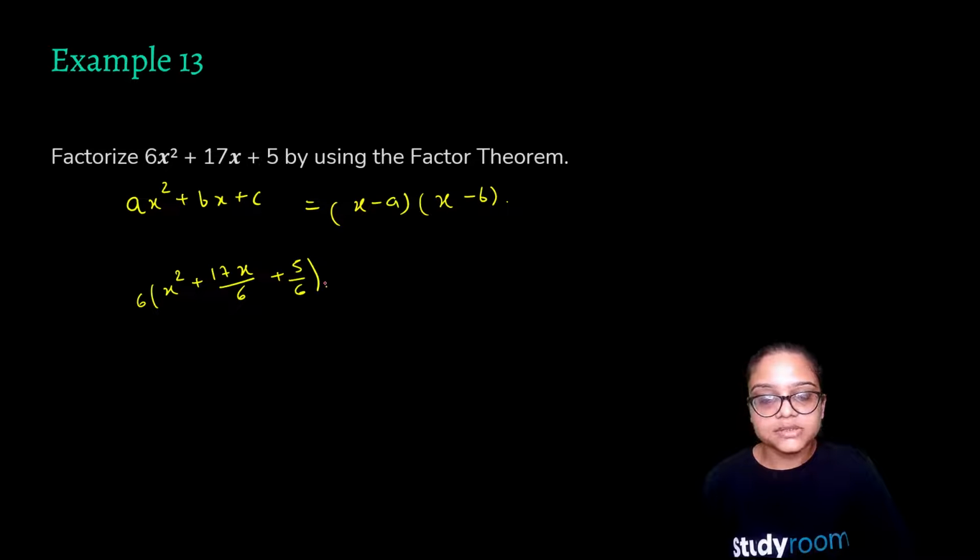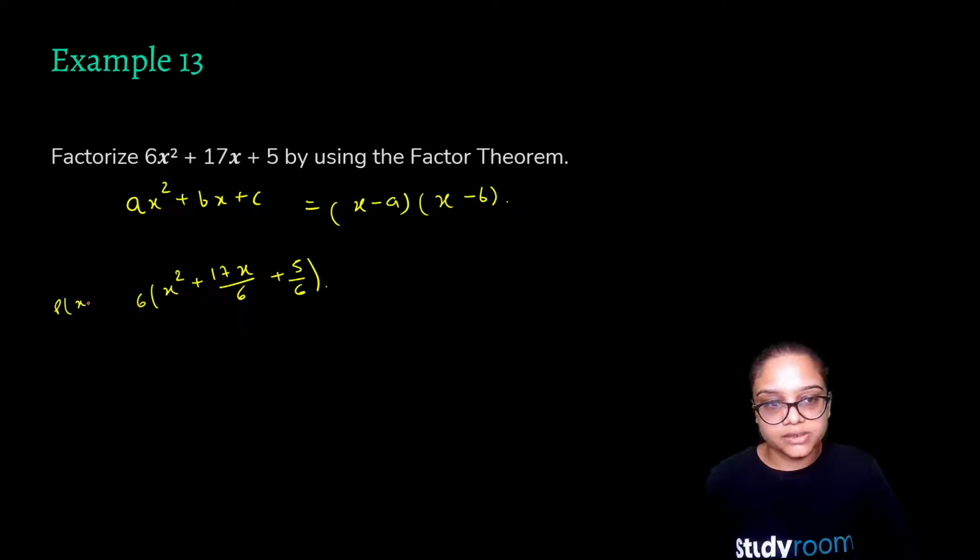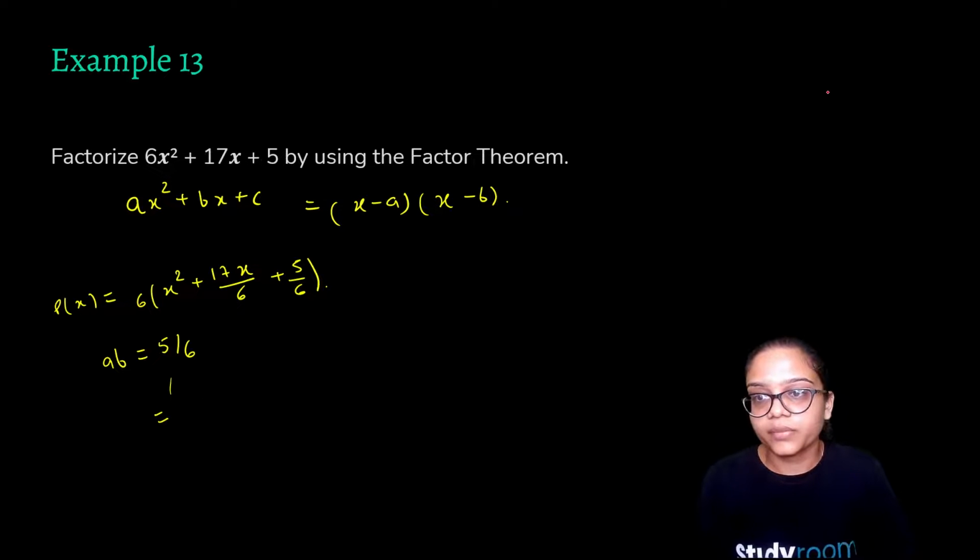Okay, so we know that AB is constant. Suppose this is the polynomial P(x), and we know that A into B is constant, which is equal to 5 by 6 in that case. Compare with this. Now we need to find factors of 5 by 6 which make this polynomial 0. So what are the factors of 5 by 6? Just check it out.